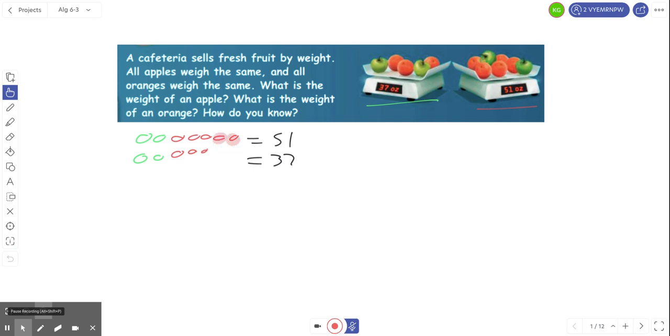These 2 oranges are the different ones. And so the difference between the weights must be because of those 2 oranges. So we can then figure out how much an orange weighs. And once we know the weight of an orange, we can figure out the weight of an apple.